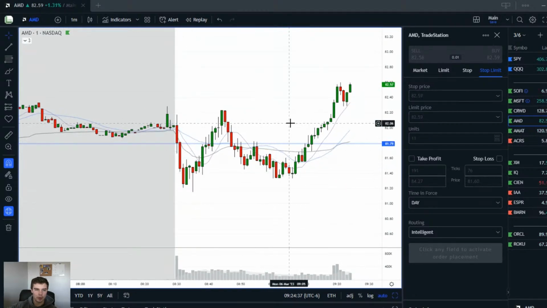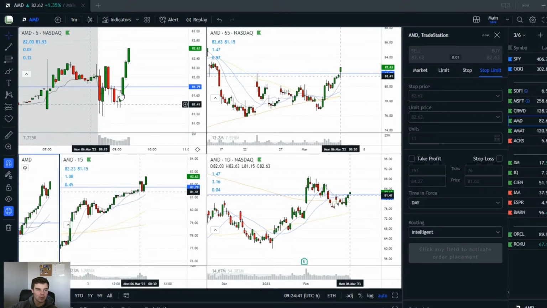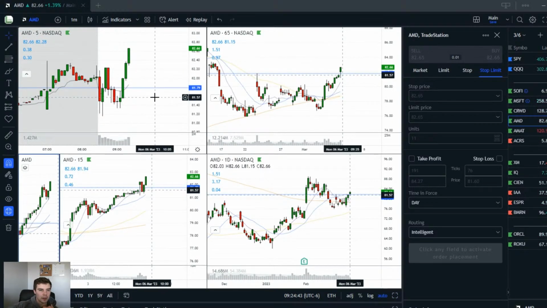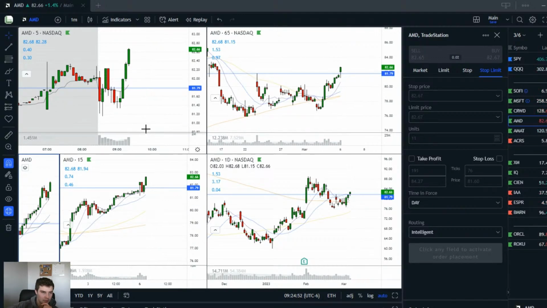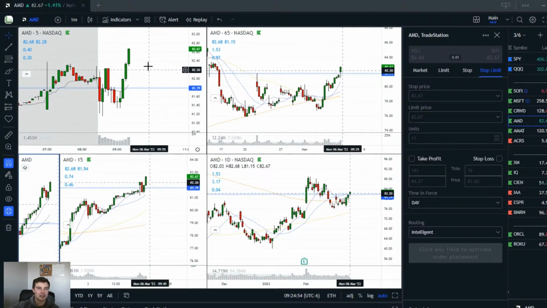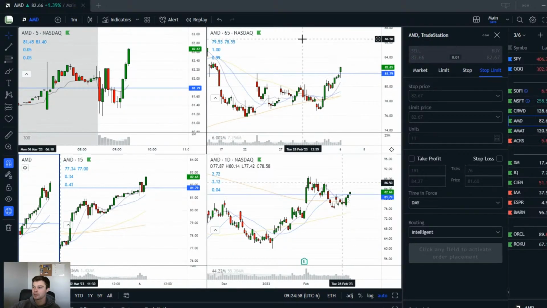So you probably could have bid for it. Probably it's not a bad idea actually on the AMD. If you would have got in at like 81.60, stop at 81, maybe 81.80, it would have been an 80-cent stop. You would have been up over $1. You would have been up past break even.